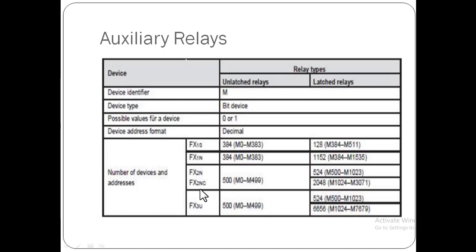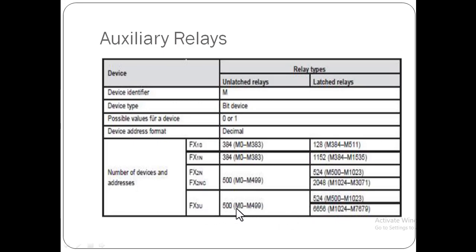And in FX2N and FX2NC, there are 500 auxiliary relays starting from M0 to M499, and these are the unlatched relays. And in the case of latched relays, they are 524, M500 to M1023, and 2048, M1024 to M3071. This is a huge number of relays available.